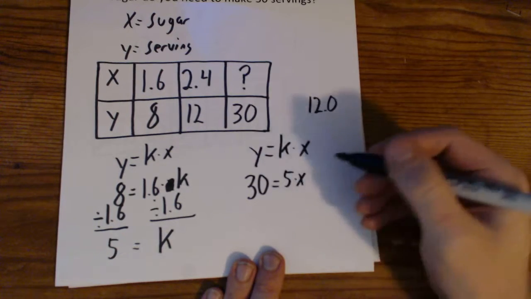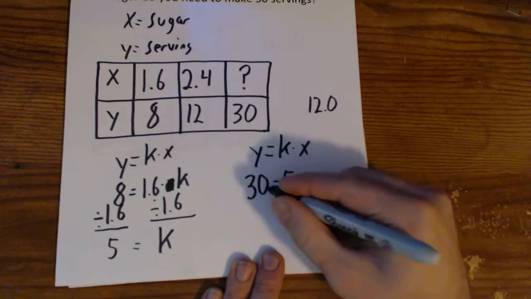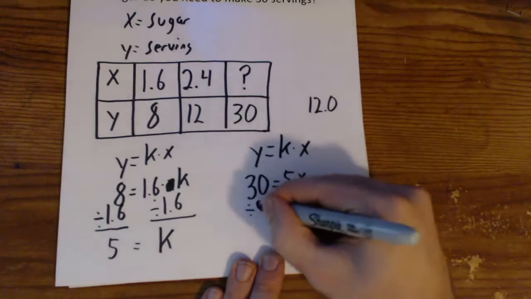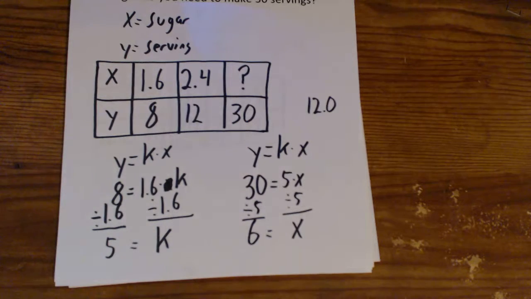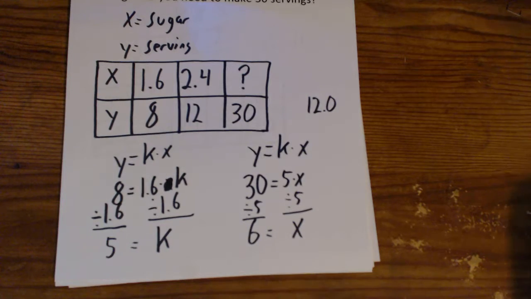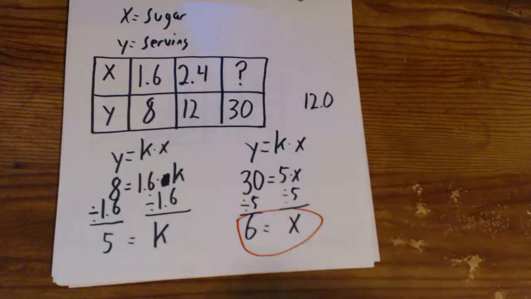Multiplication of 5, to get rid of that we divide by 5. Do it to one side, do it to the other. Voila! We need 6 cups of sugar to make 30 servings of fruit punch. And that would be your answer. X equals 6. 6 cups of sugar. And that's how you can apply direct variation.